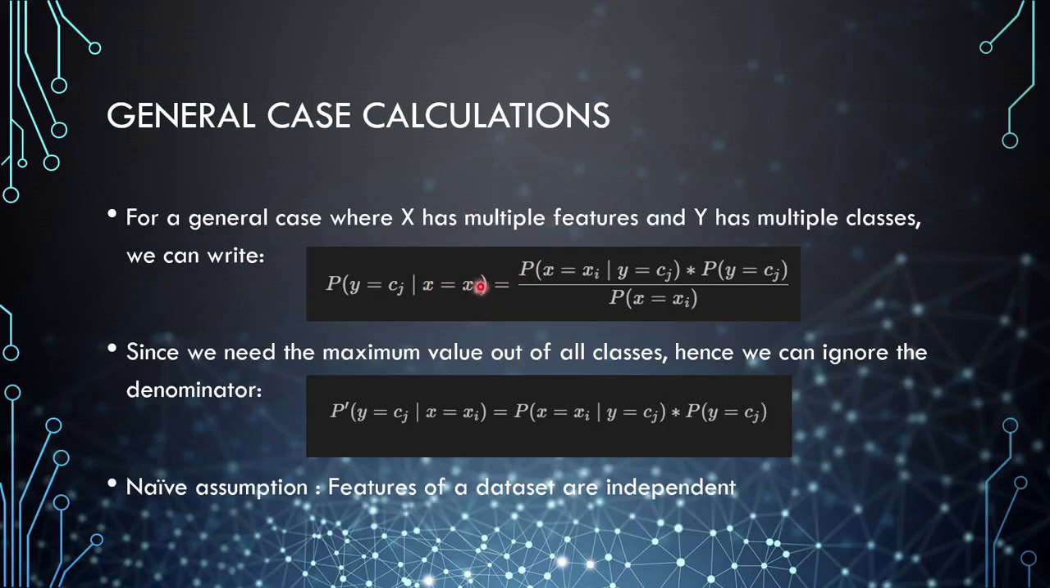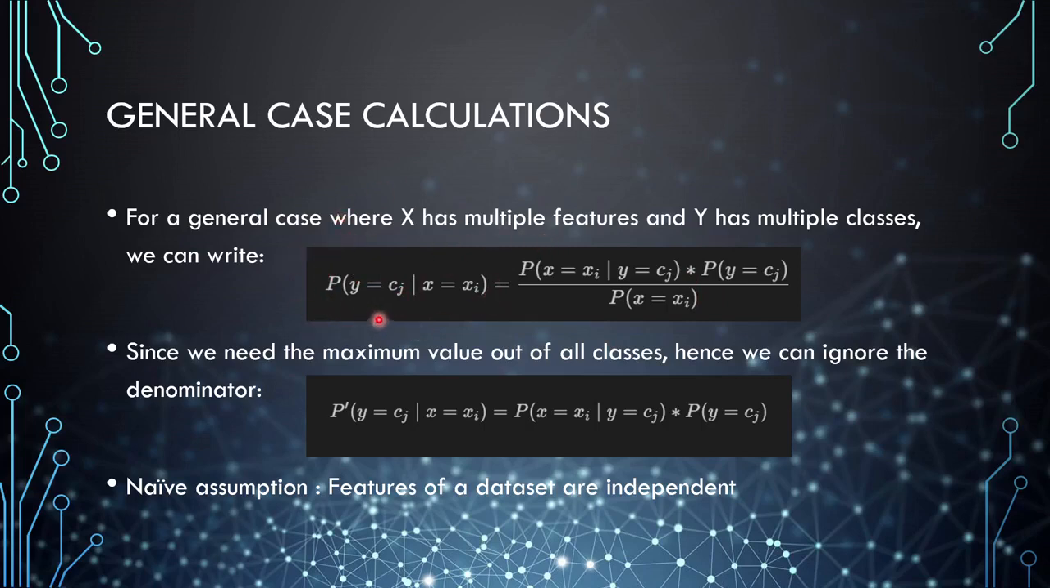Okay, and we have just interchanged this. We have used the final result of that Bayes theorem. Now we need the maximum value out of all the classes, right? As I showed in the case of three classes, the maximum probability will be our answer. So we need to calculate all those probabilities, and we can just calculate the maximum value of this.